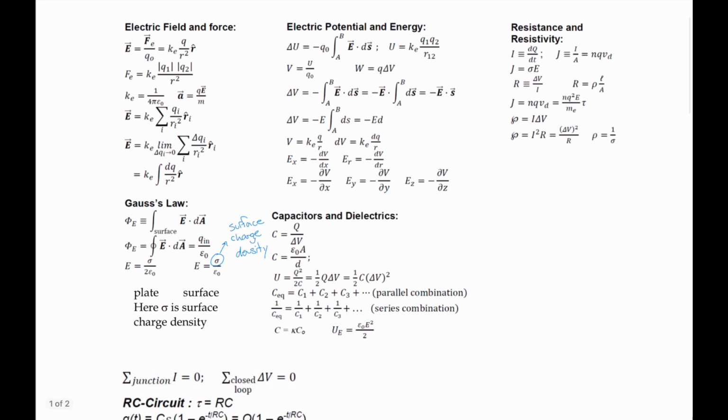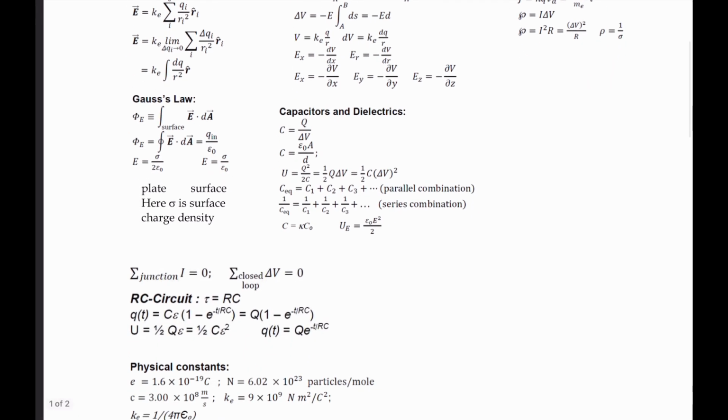Again, I haven't done any problems here. Remember also what I said by talking to you about this. Here, rho and sigma are conductivity and resistivity. Here, sigma is charge density. So please just remember that.